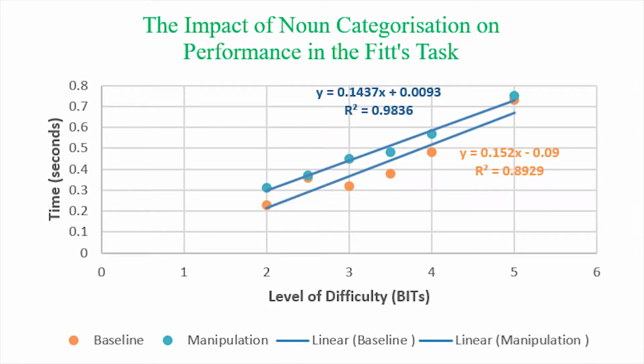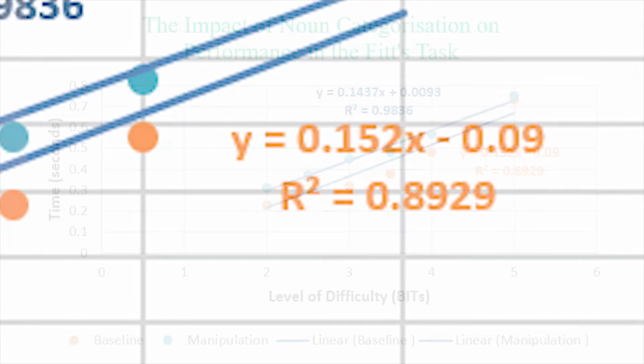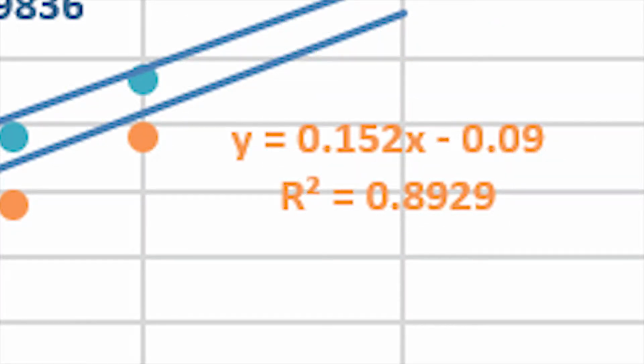The results of the experiment from the first participant revealed a baseline slope of 0.152, indicating a steady increase in reaction time as the level of difficulty of the task increased. From the regression equation shown, the value of the intercept at -0.09 strays from the general results expected from this task and can therefore be attributable to a number of separate factors.